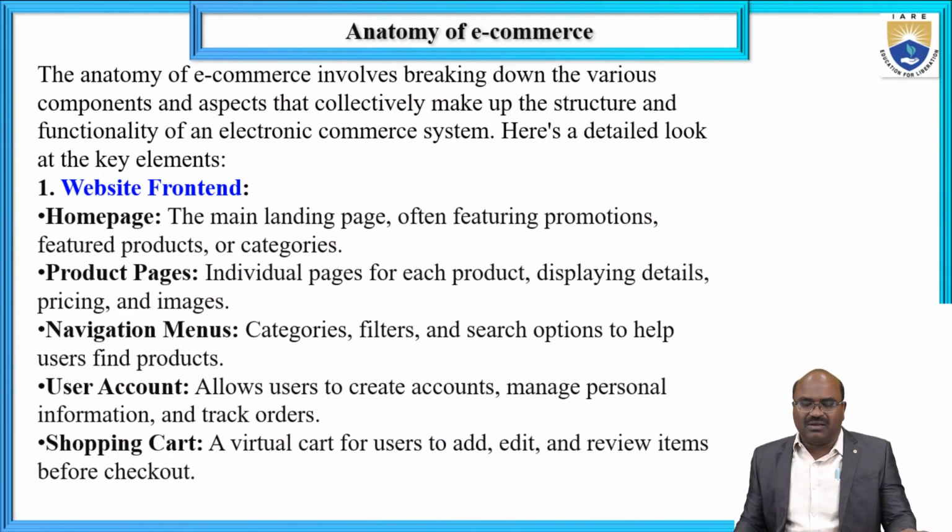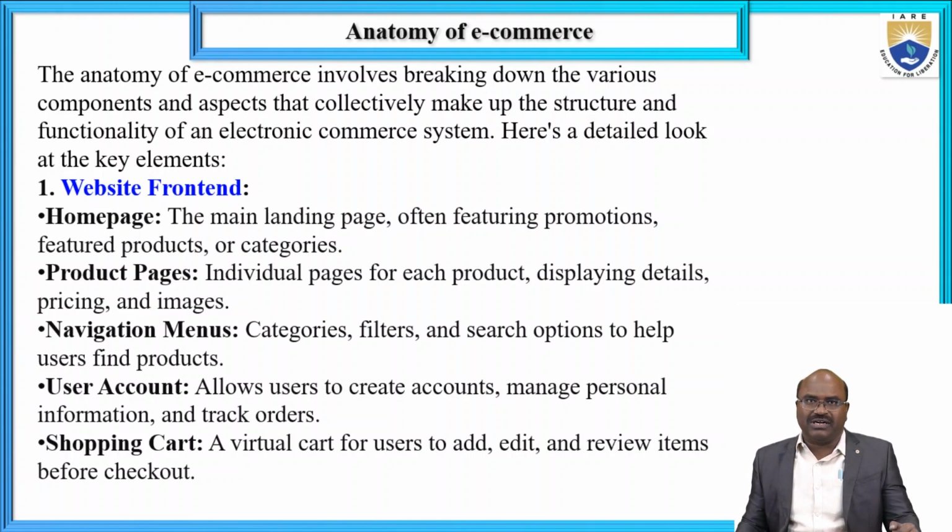The anatomy of e-commerce involves breaking down the various components and aspects that collectively make up the structure and functionality of the electronic commerce system. That is called the anatomy. The anatomy of e-commerce involves breaking down the various components and aspects that collectively make up the structure and functionality of electronic commerce systems. Here is a detailed look at the key elements. So many things are involved in the anatomy of e-commerce.